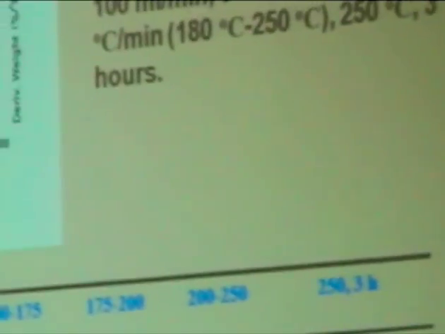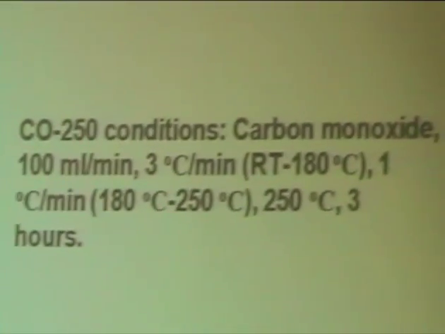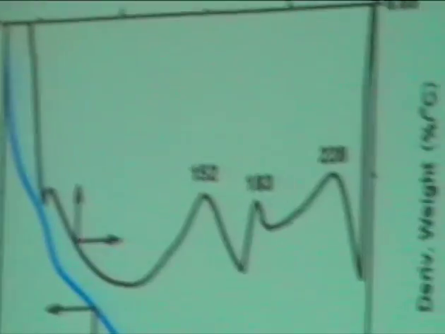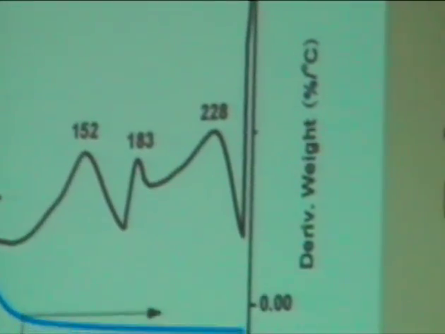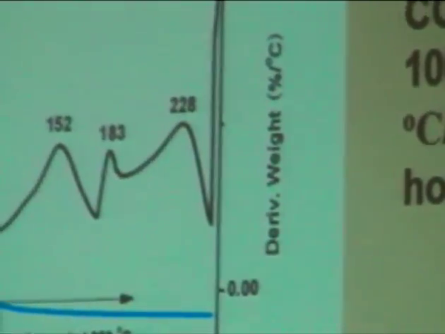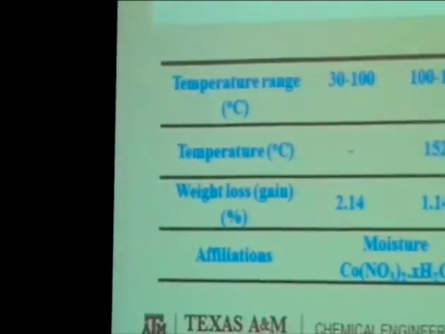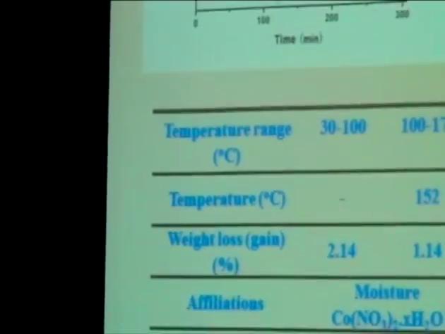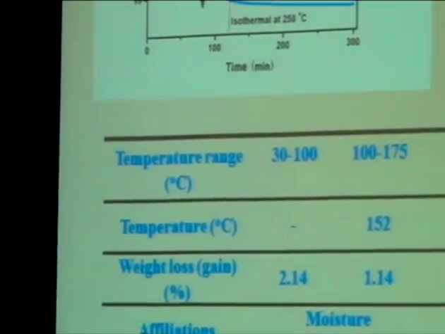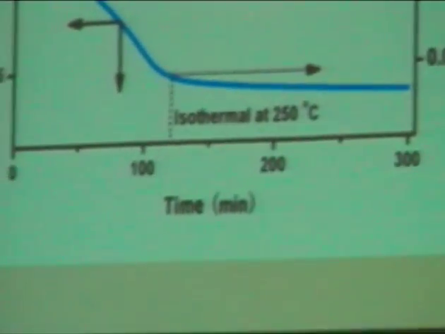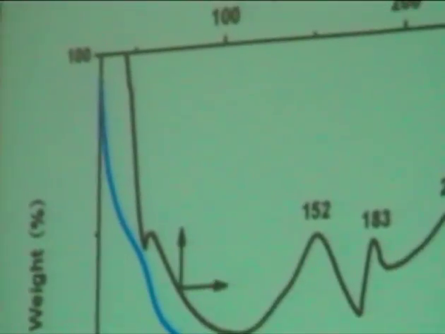Okay, then we looked at TGA results and what happens during activation. That was done in a thermal gravimetric unit, trying to simulate conditions that we used in reactors. So that's CO 250. We do ramping to get there and so forth, and you see a lot of peaks there, and then we hold for 3 hours. Here, that's the time scale. So here is the 250 isothermal reduction, while this shows you what happens to get to 250, those peaks.